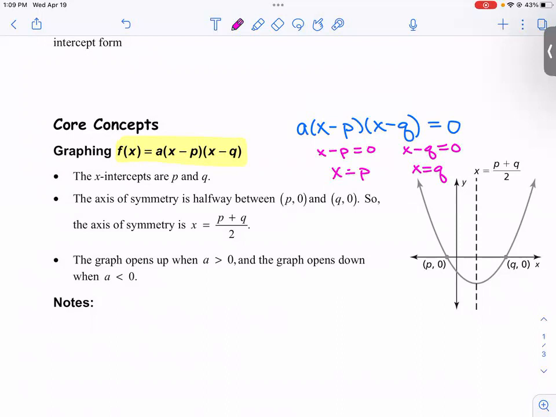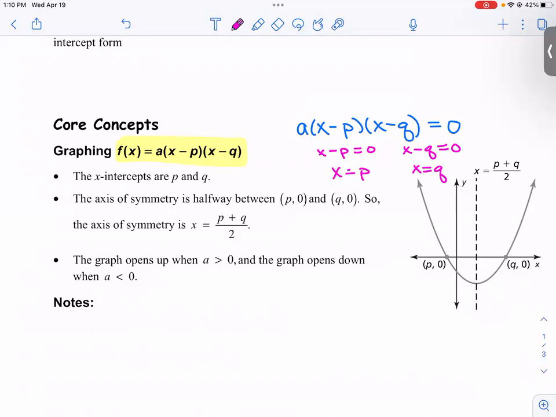What's special about the vertex? The maximum or minimum. Also true. What goes through the vertex? The AOS. Axis of symmetry. The axis of symmetry. Yes.